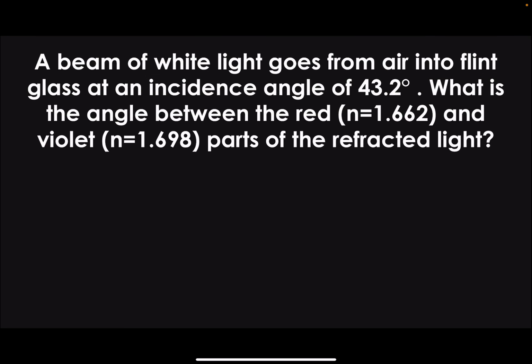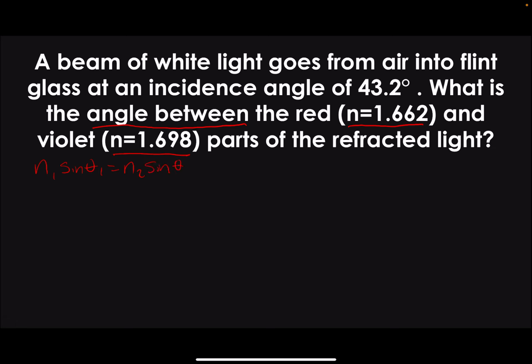And so we can solve a problem with this. We're just going to use our Snell's law, and we're just going to do it multiple times. So if we have a beam of white light that goes into flint glass at an incident angle of 43.2 degrees, red is going to bend with an index of refraction of 1.662, and violet is going to bend with an index of refraction of 1.698. We just need to figure out the difference between the two. And so we can first solve red. Let's write our Snell's law.